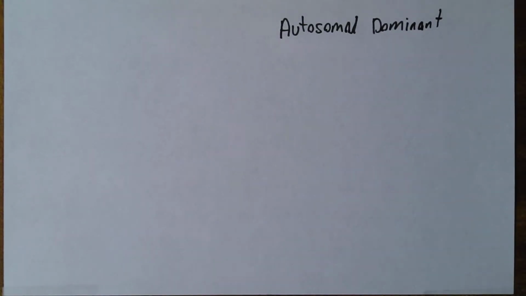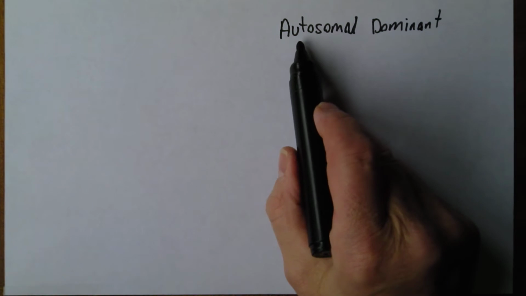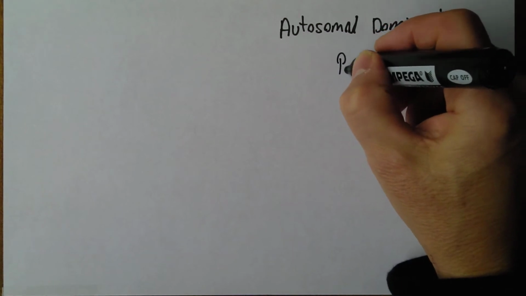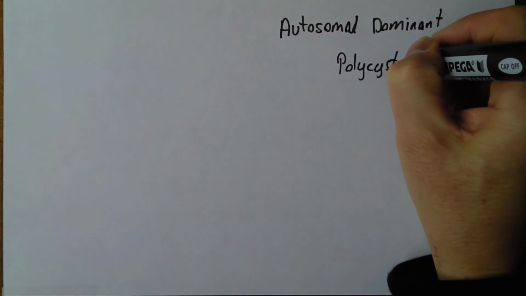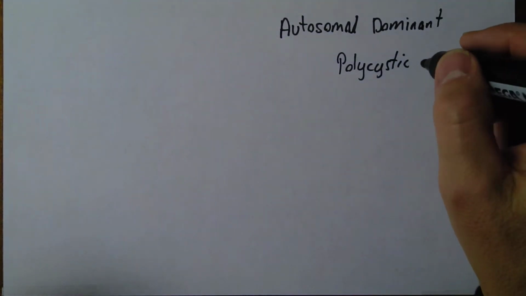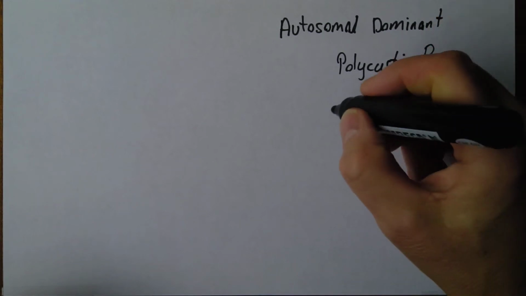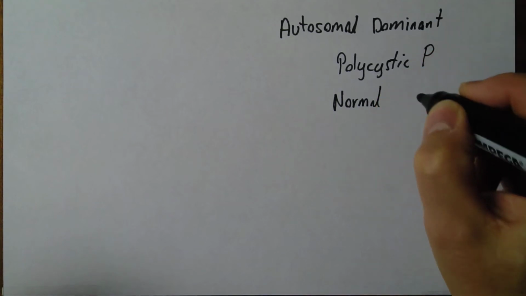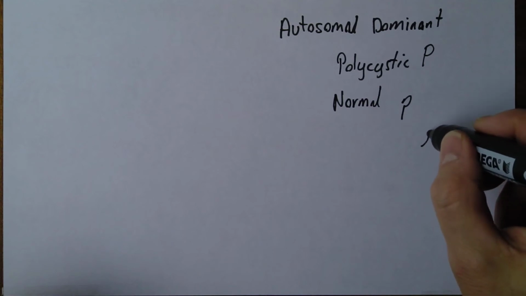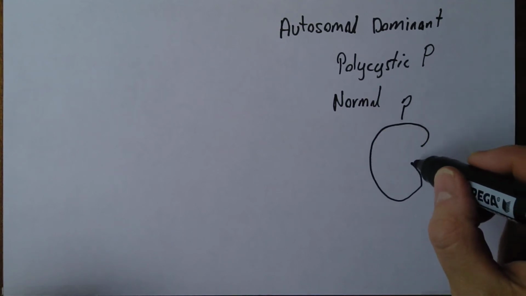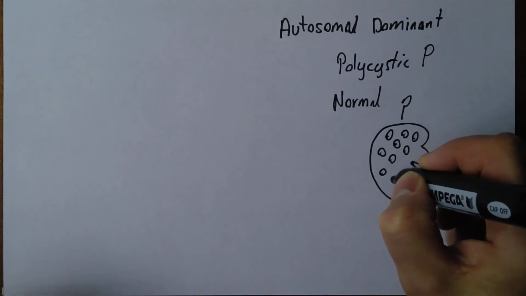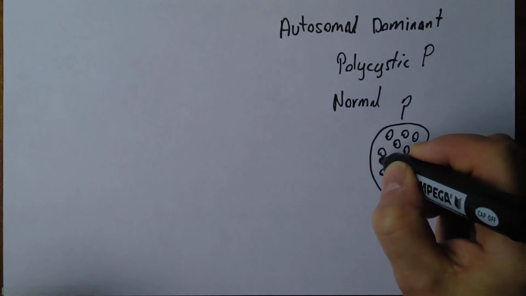Now, if we're thinking about autosomal dominant inheritance, we could think about a dominant gene that carries a disease state, such as polycystic kidney disease. Polycystic, where the kidney grows many pathological cysts. Now, the polycystic kidney disease gene is dominant, and the normal gene for normal kidneys is recessive. So the polycystic kidney disease gene gives us, over time, a kidney with many pathological cysts in it, leading to hypertension and eventually renal failure.